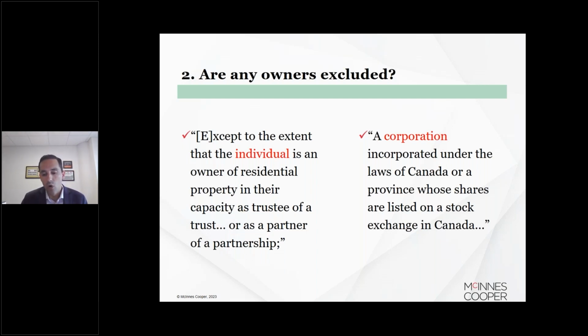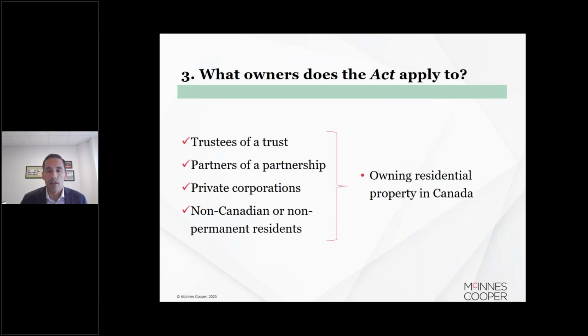The next big category that a lot of affected owners are corporations, and as you'll see in this quote on the right, it only pertains to corporations that are publicly traded. So publicly traded corporations are excluded owners. All other privately held corporations owning residential property are affected owners under the act. So under this act, if you're not an excluded owner, you're an affected owner, and that could cause you reporting requirements under the act. So as I just stated, the owners that are affected owners are trustees of a trust, partners of a partnership, private corporations, and then as well non-Canadian and non-permanent resident.